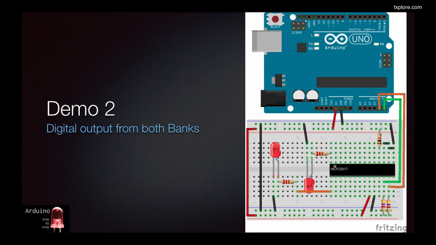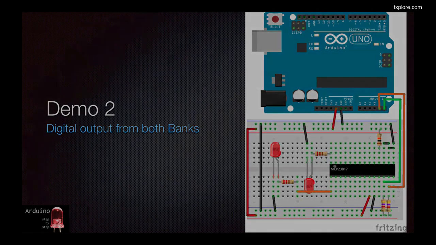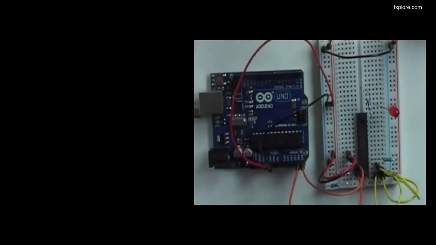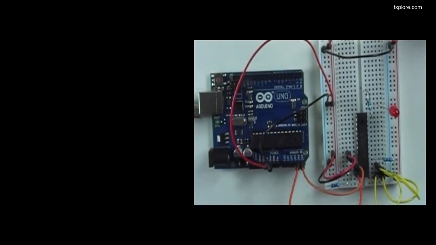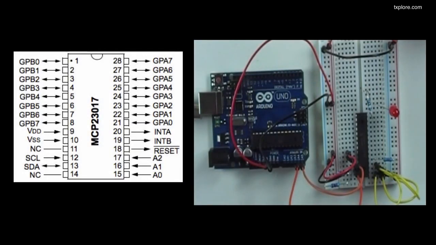First, we'll get both LEDs to blink using only the Wire library, and then we'll do the same thing using the Adafruit library. So, for the second demo, we just need to plug in a second LED on bank B of the IC, so there's not much more to do.